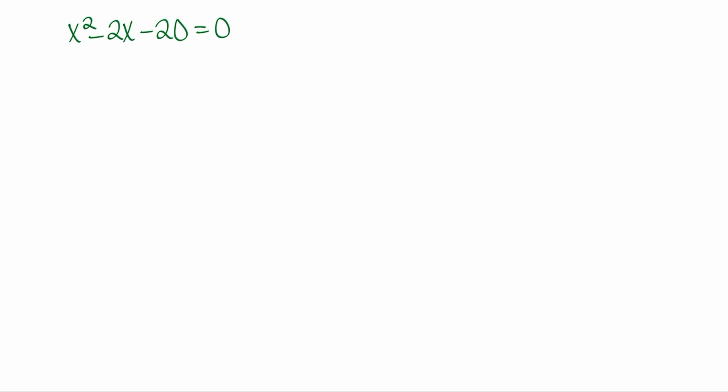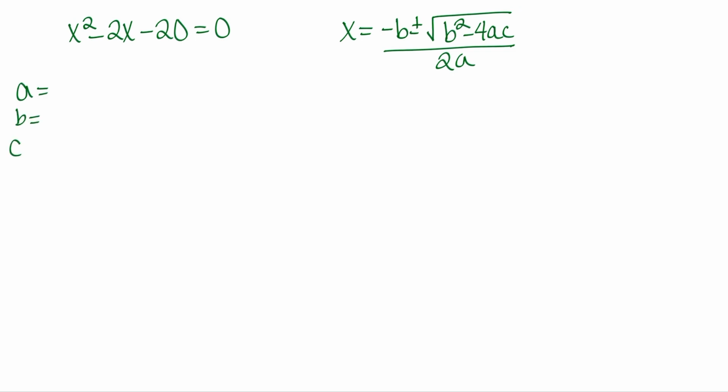So what we're going to do is go ahead and use the quadratic formula, which you remember is x equals negative b plus or minus the square root of b squared minus 4ac all over 2a. So let's go ahead and define the values of a, b, and c. x squared doesn't have a number in front of it, so remember there's an implied 1. So that's a, here's b, and here's c. So a is 1, b is negative 2, and c is negative 20.